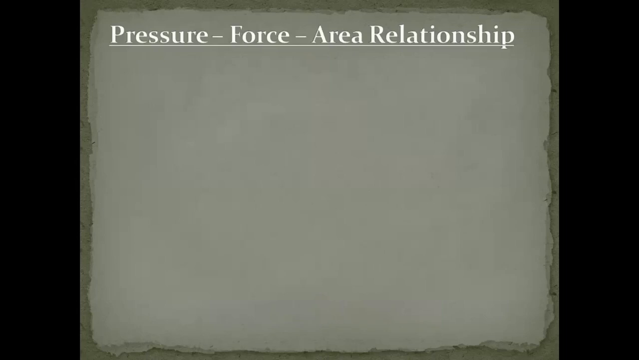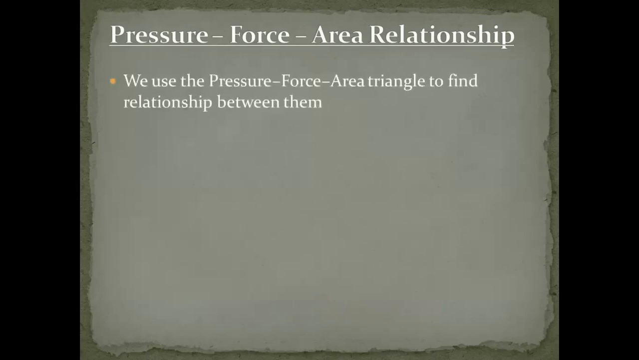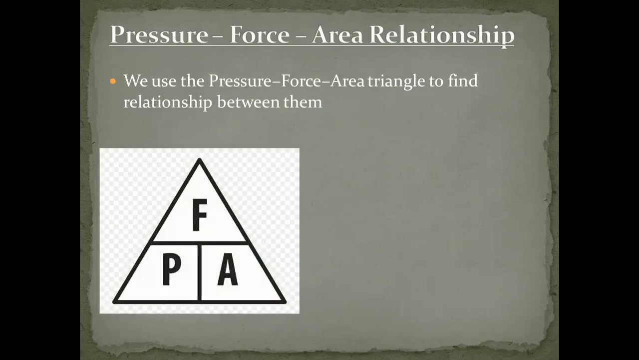Now we will see the pressure, force, and area relationship. We use the pressure, force, and area triangle to see the relationship between them. In this triangle, P represents the pressure, F represents the force, and A represents the area. With the help of this triangle, we can find three different relationships: one for pressure, one for force, and one for area.